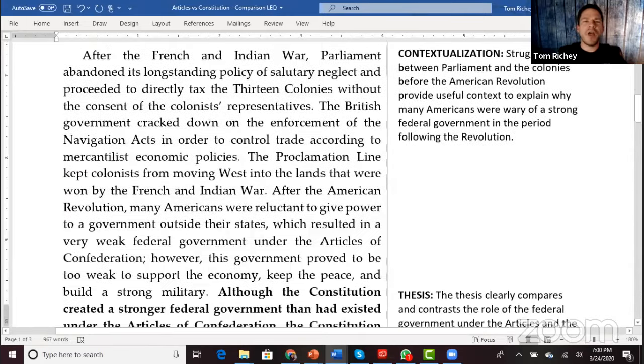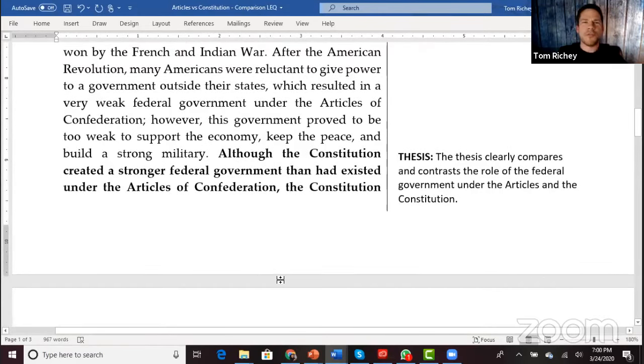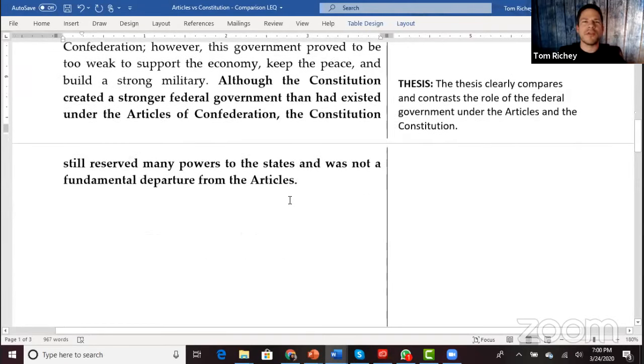So what I've done here in this sample essay, let me go ahead and condense that so you can see everything here.